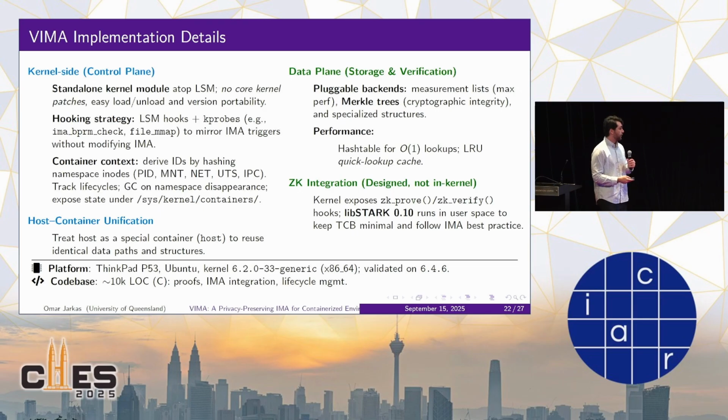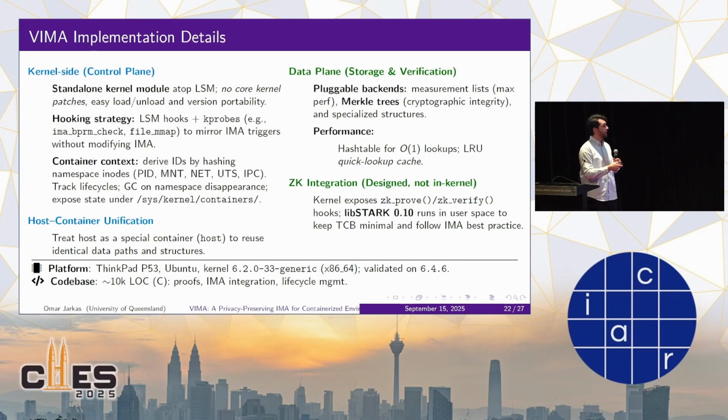The code base was developed by us, and it's approximately 10K lines of code, which includes everything from the lifecycle management to the IMA integration and the Merkle proofs and stuff like that. The experiment was just done on an Ubuntu server.